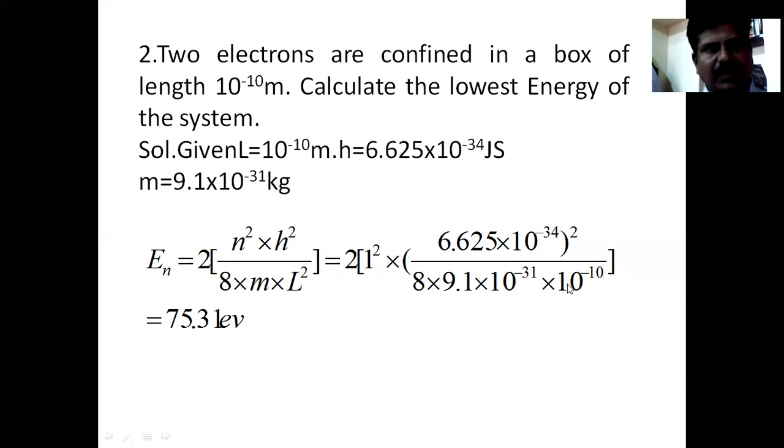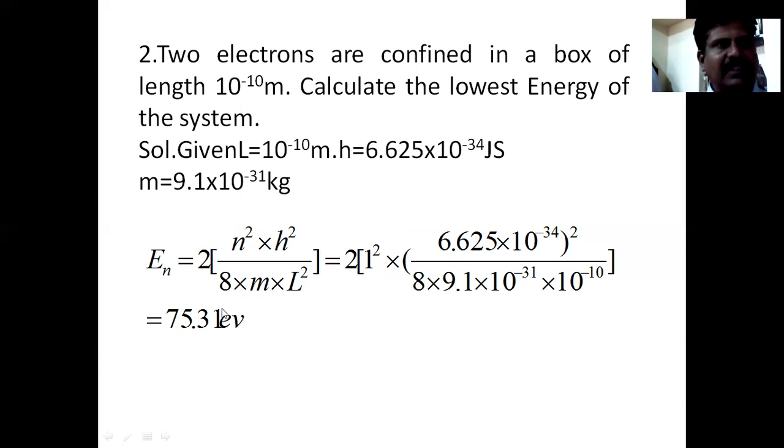Okay. So when you make this equation, it's 10 to the minus 10, you make it square. So after making this square and simplifying these two terms, you will get what? 75.3 electron volts. 75.31 electron volts. So that is the what?